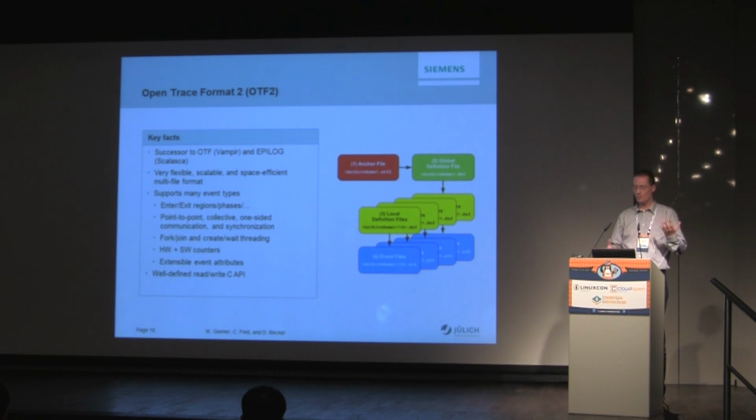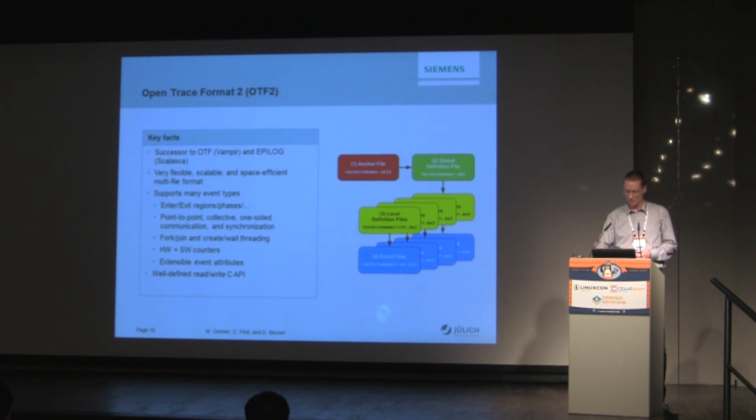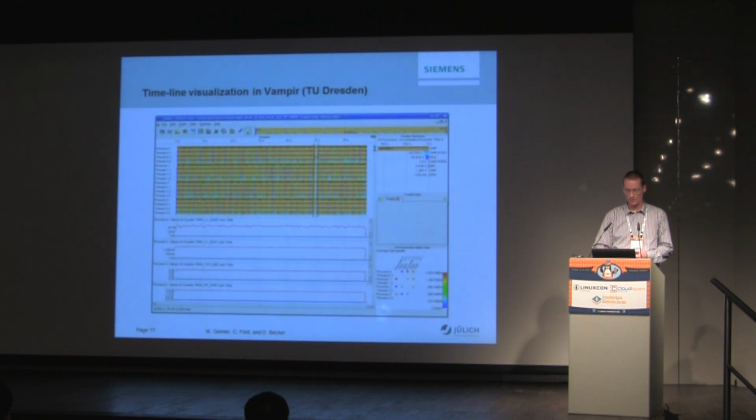As I said, after profiling, you can switch to tracing. Here we have the Open Trace Format 2, which is a successor format of the formats OTF and Epilog that were used by Vampir and Scalasca before. It's very flexible, scalable, because that's what we had in mind, and space efficient. It's a multi-file format, and it supports many different event types targeted to the needs of our application people. It has a well-defined read-write API in C, and Python is on the way, actually.